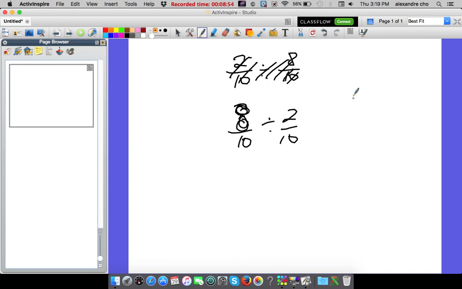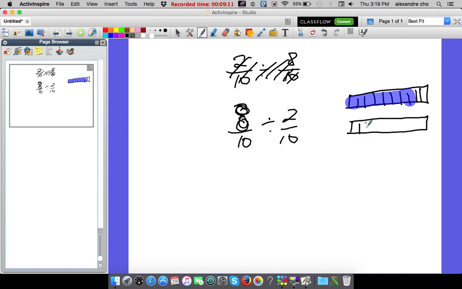Very simple. Wow, that's an ugly 8, but it's okay. Did we ask for a model? Yes, we did. So you're going to take something cut into 10: 1, 2, 3, 4, 5, 6, 7, 8, 9, 10, and you want to shade 8 of it because that's what we have. 8 goes all the way up to here. I'm going to take a rectangle and break it up in 10 as well, 1 through 10, and we're going to only shade 2. Notice that the pieces are all cut into the same size. These are all 1/10, 1/10, 1/10.